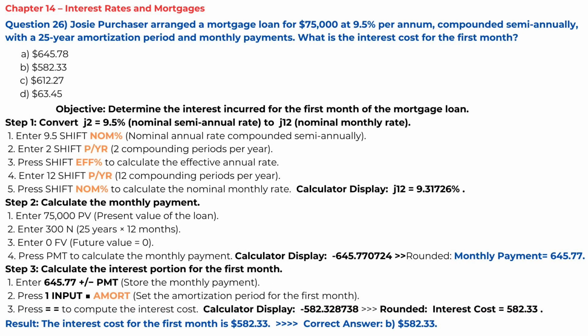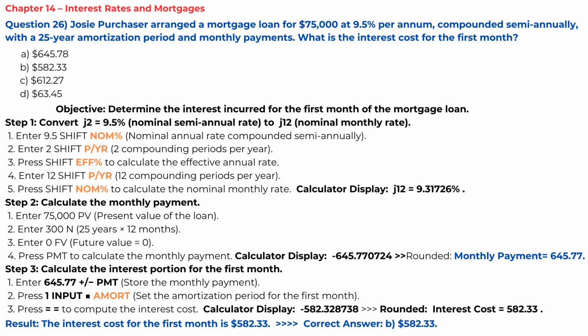Question 26. Josie Purchaser arranged a mortgage loan for $75,000 at 9.5% per annum, compounded semi-annually, with a 25-year amortization period and monthly payments. What is the interest cost for the first month? Objective. Determine the interest incurred for the first month of the mortgage loan.